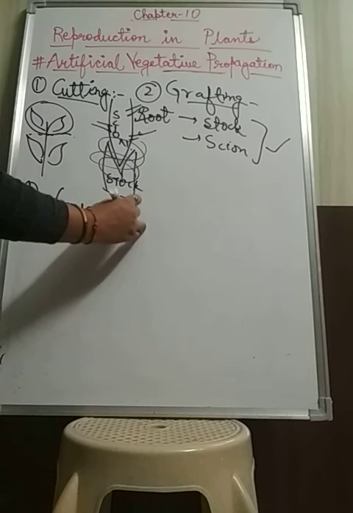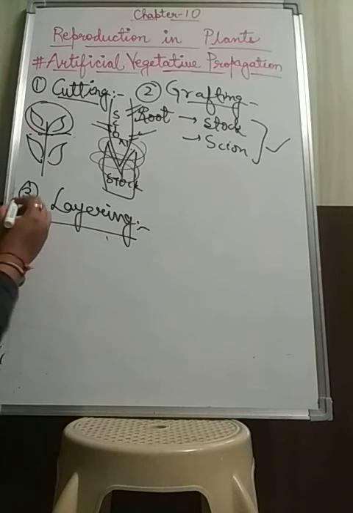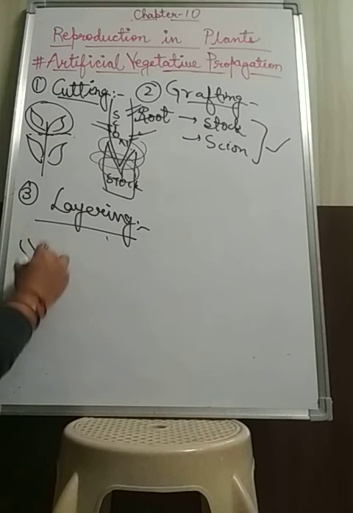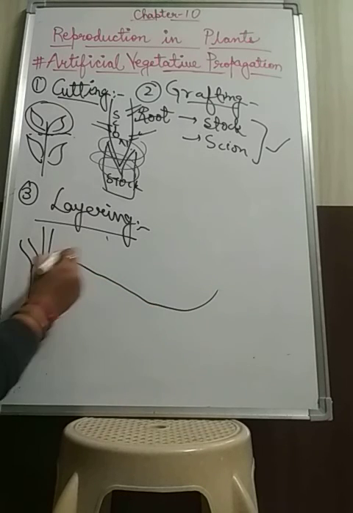Now the third method is layering. Okay. Now what happens in this method? It involves plants with long flexible branches, where a branch or a stem is still attached to the parent plant. Now again I am drawing a diagram for this. Suppose this is a main plant, and then the stems start to grow, and they grow like this.